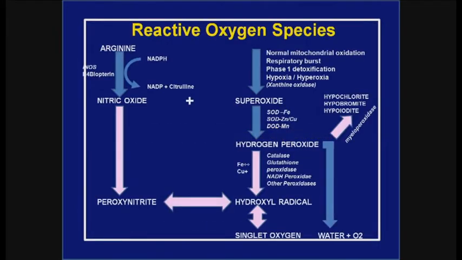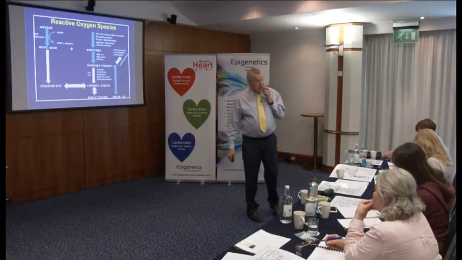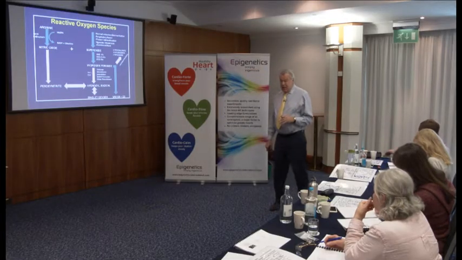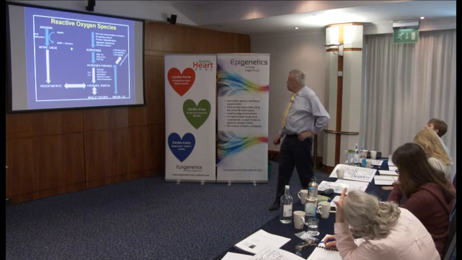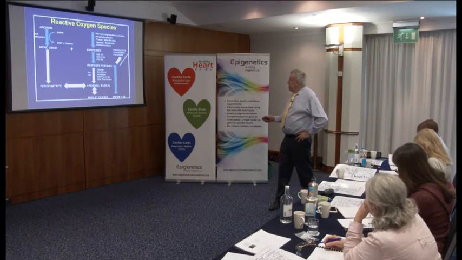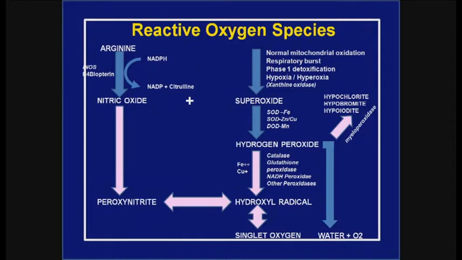What we know, which we introduced in the last module, is that if we add those electrons univalently to oxygen, we get superoxide if we add 1. If we add 2, we get hydrogen peroxide. If we add 3, we get hydroxyl radical. And if we add 4, we get water and molecular oxygen again.